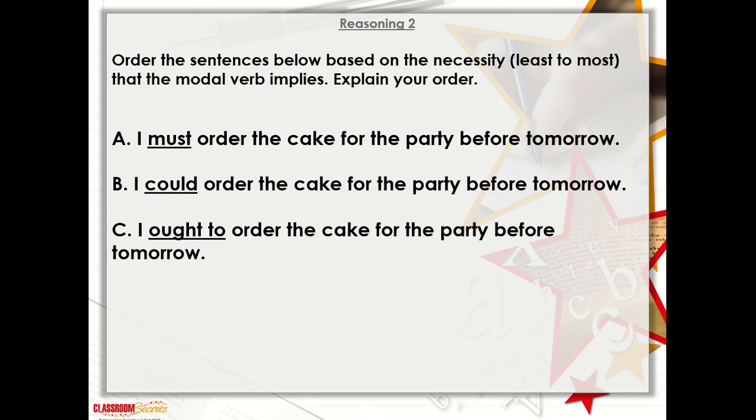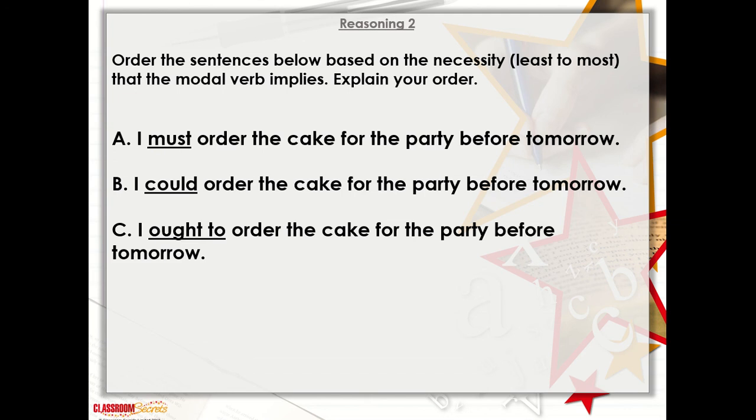And this is the last set of questions that you'll come across on the reasoning sheet. Order the sentences below based on the necessity. That's how important they are, how urgent they are. And it's from least to most. Read the questions carefully. Make sure you get it in the right order: least important, least urgent, to most urgent. Okay, explain your order. A, I must order the cake for the party before tomorrow. That sounds pretty urgent. I must do it. B, I could order the cake for the party before tomorrow. That doesn't sound very urgent, does it?